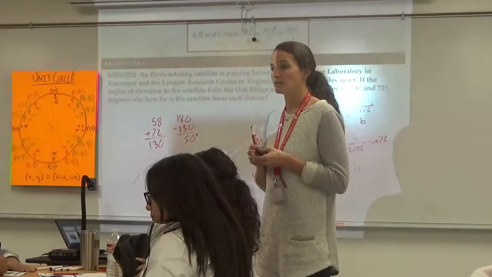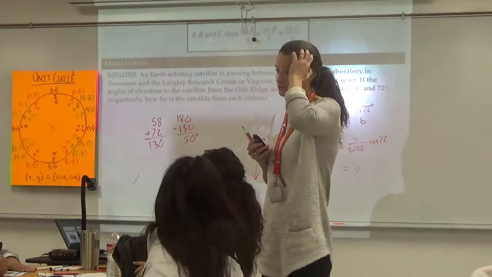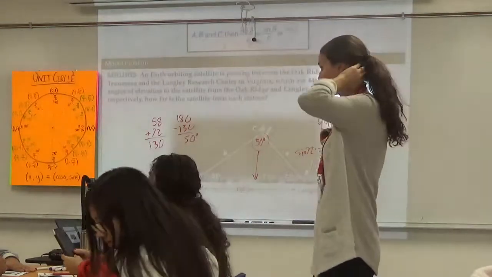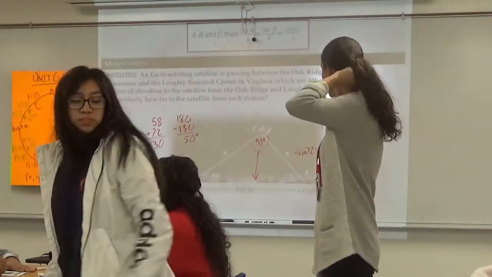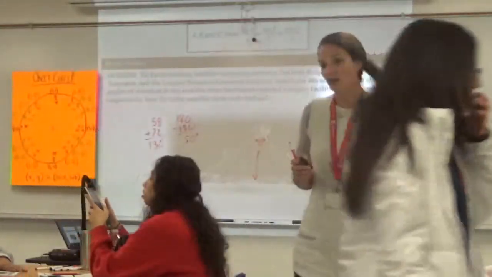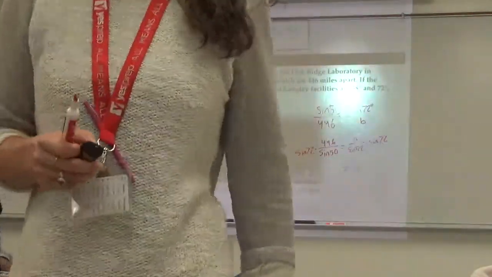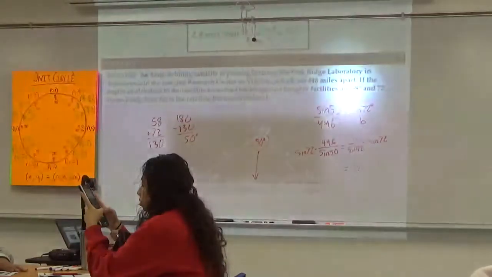What setting do we need to be in for our angle? Degrees, because it's 72 degrees and 50 degrees. So go ahead and pull out your calculator, make sure you're in degrees, and do sine of 72 times 446 divided by sine of 50.